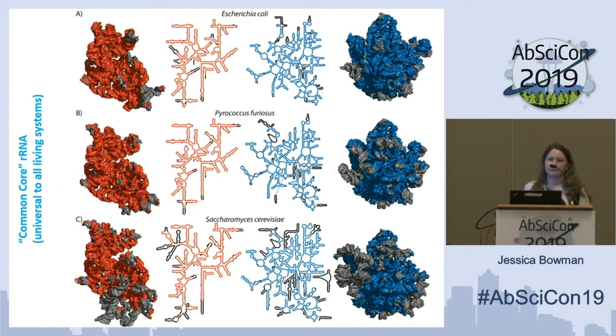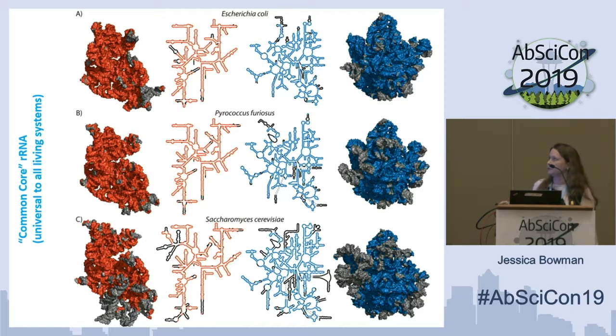We can find the boundaries of this conservation, this conserved core, as we call it. We can resolve these boundaries within the ribosomes of E. coli, Pyrococcus furiosus, which is another archaean, and also within yeast. Down here, we have the small subunit shown on the left, the large subunit on the right. The blue represents the common core of the ribosomal RNA for the large subunit. The red here represents the common core of the small subunit.